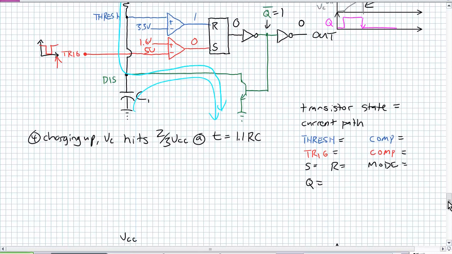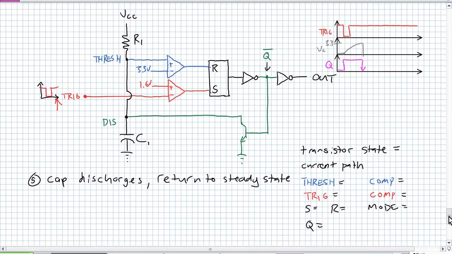And now what we're going to do is basically return to our steady state. Our capacitor fully discharges. What happens? Our threshold input is now 0 volts. What happens here? This is going to be a 0. This was a 0, so we're back to that steady state. So we were a 0, we're going to stay a 0, and we've basically returned to our steady state.